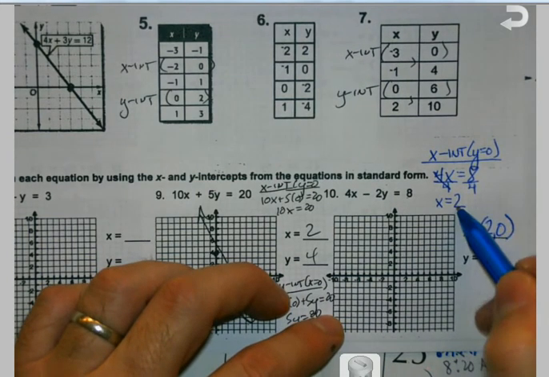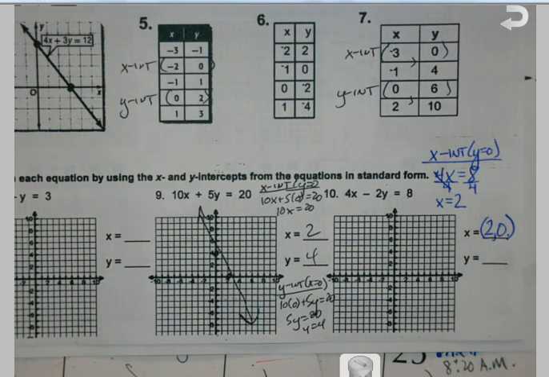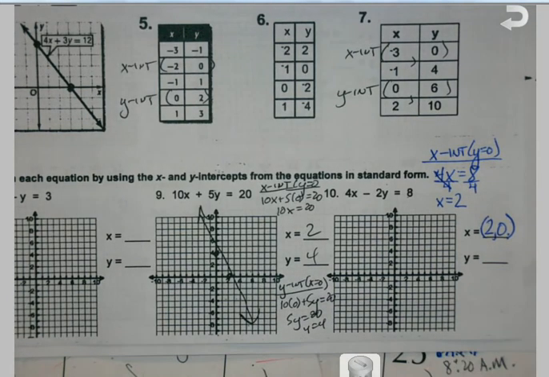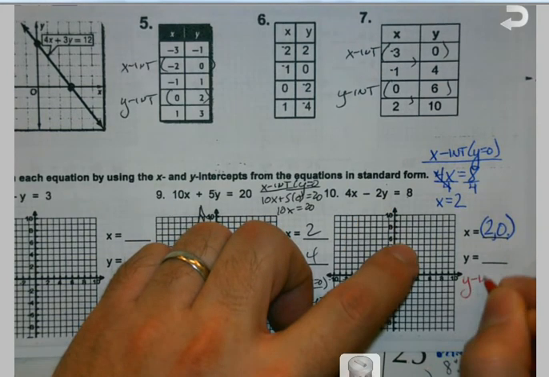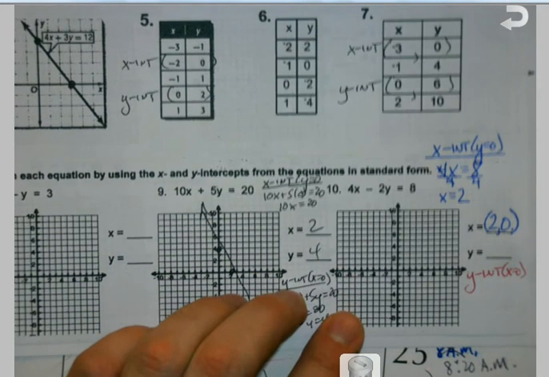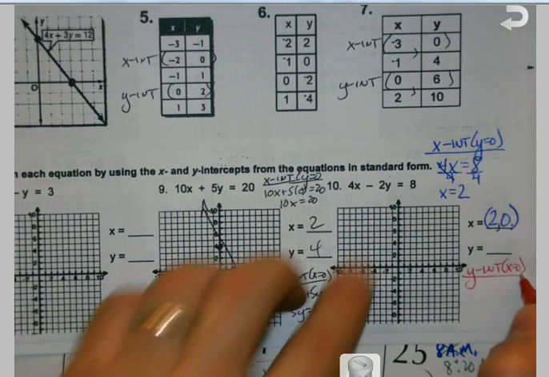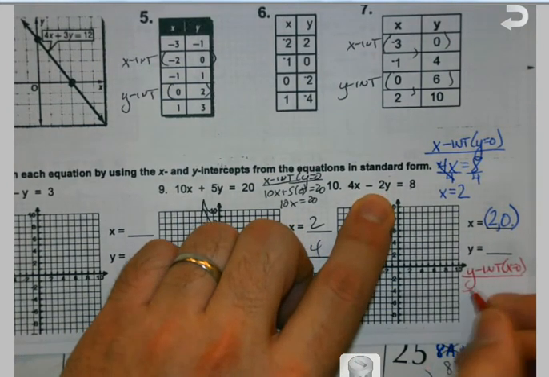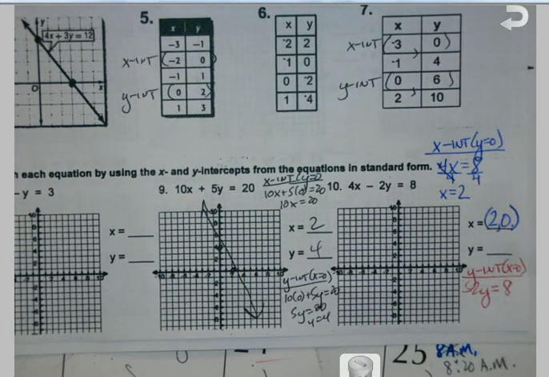My x value is 2. My y value is 0. Every time you do an x-intercept, that y value will be 0, okay? To figure out y, I just do the same thing, but I know that x is going to equal 0. So when I want to find the y, I just write down the y part and the answer, and I'm going to solve that. And it's always going to be just a one-step equation.